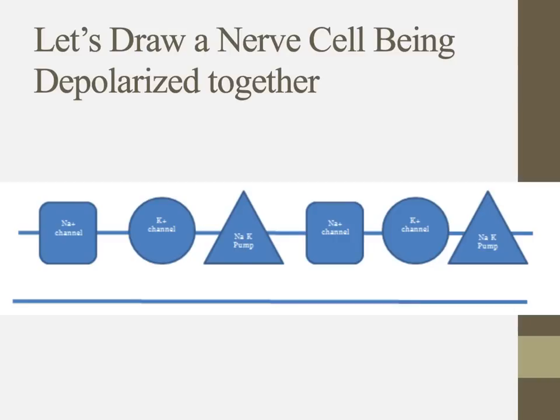Now when an action potential is traveling down an axon, that's what we call depolarization. So the inside of the cell used to be negative. We added all those sodium ions, now it's positive, so we have depolarized it, we've changed it.